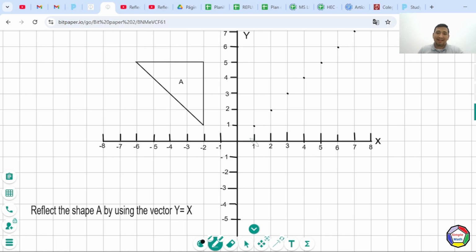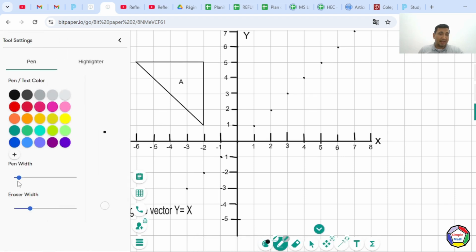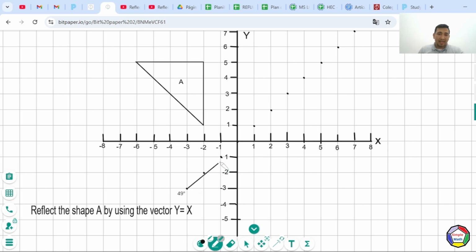So we can make the diagonal. Look, this is the other point, this is the other point, this is the other point. In other words, what we have is a diagonal. So we can make that line, which is going to be the mirror in this case. Okay? This is going to be the mirror.